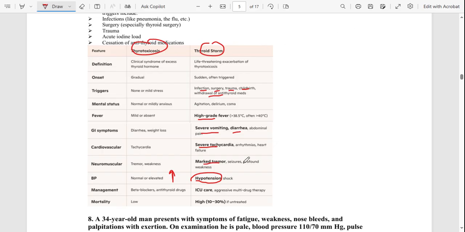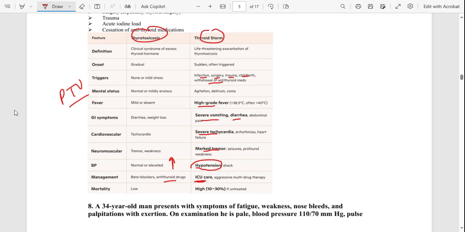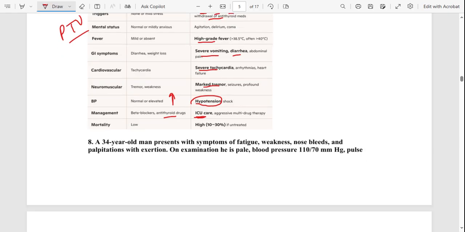So that is the thyroid storm. Thyroid storm is a medical emergency. Someone should be in the intensive care unit. And then for thyrotoxicosis, basically give the beta blockers and the anti-thyroid drugs like the same PTU. You can give carbimazole and those. Okay.